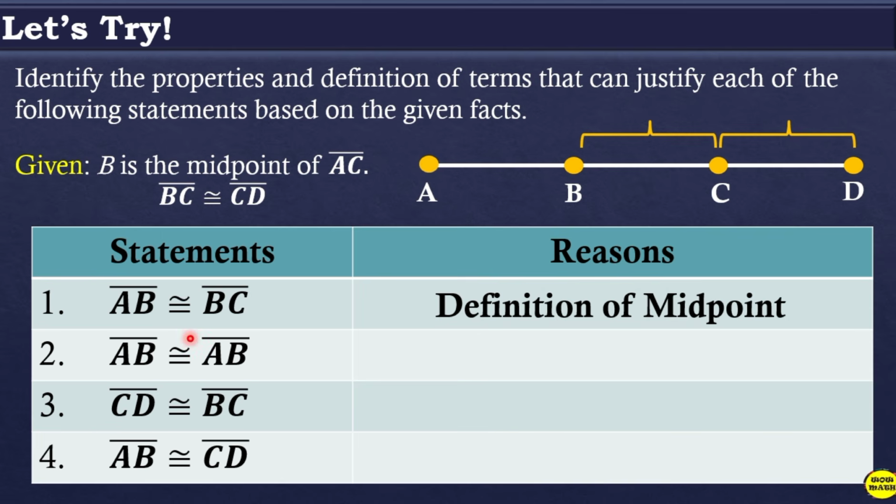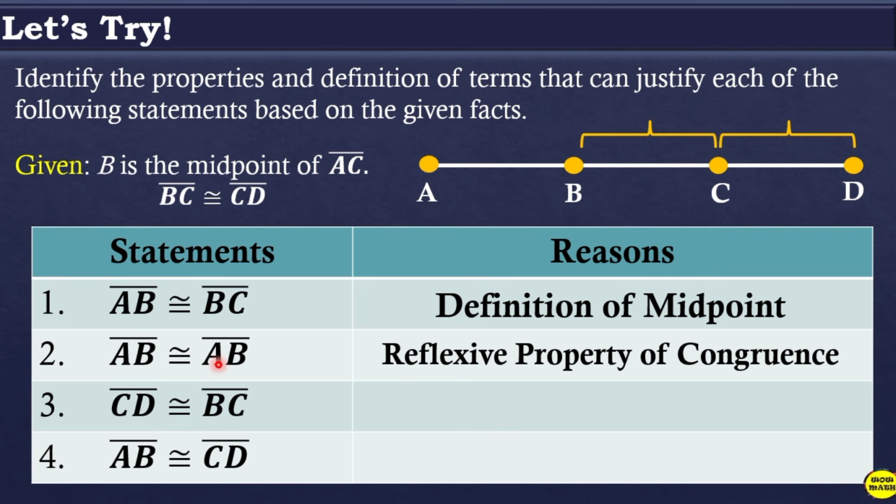Okay, next. So, segment AB is congruent to segment AB. So, anong property ito based dun sa discuss natin kanina? So, this is reflexive property of congruence. Next.